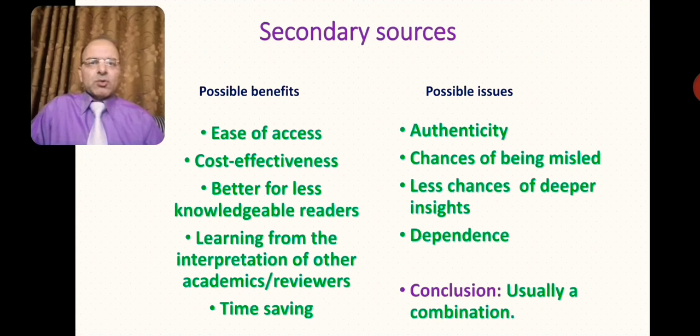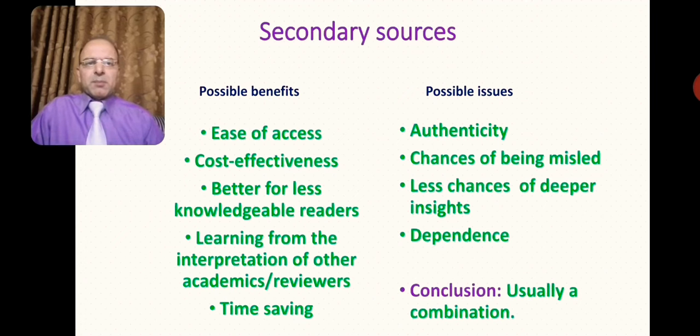It might be better to go for secondary sources, which will be more accessible in terms of language or presentation and things like that. Learning from the interpretation of other academics and reviewers might help junior or less knowledgeable researchers. It could also be time saving, because you might go into certain particular areas of the research rather than studying or reading whole sources for it.